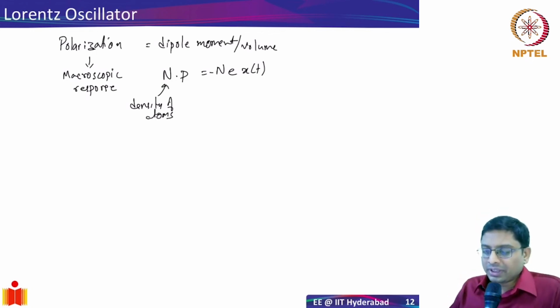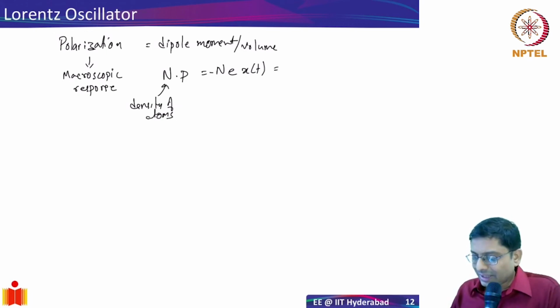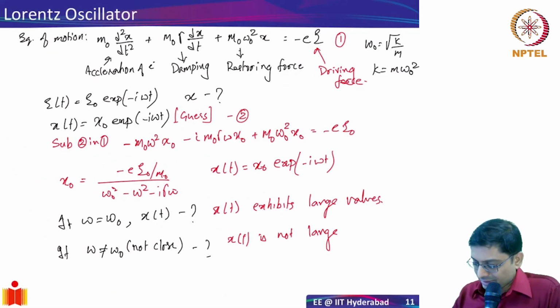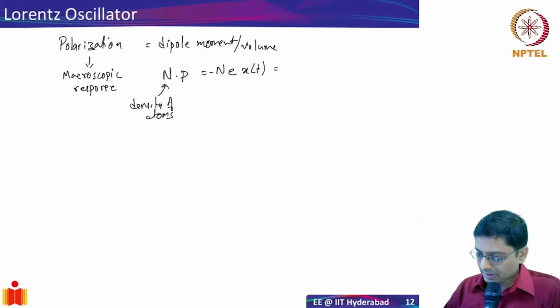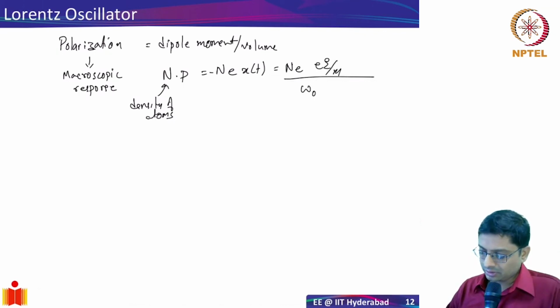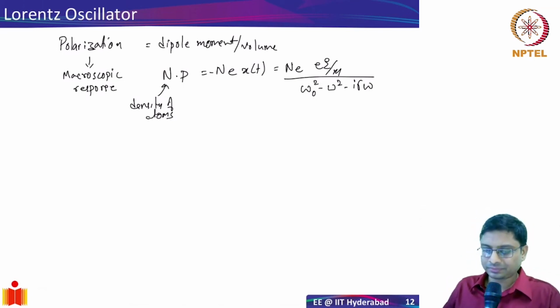All right. So if we do this, now we know what x of t is from our previous expression. x of t has an electric field term here, and there's a negative sign, so I'll simply remove that, and I'll say n times p, the polarization, is simply going to be n e squared E by m, divided by omega naught square minus omega square minus i gamma omega. So this is my polarization.